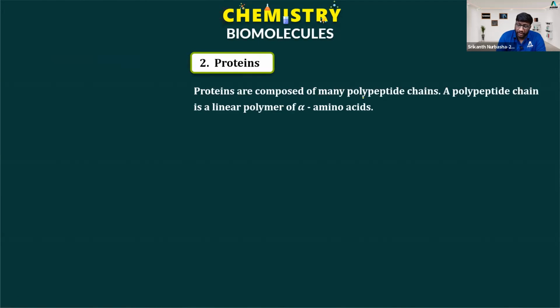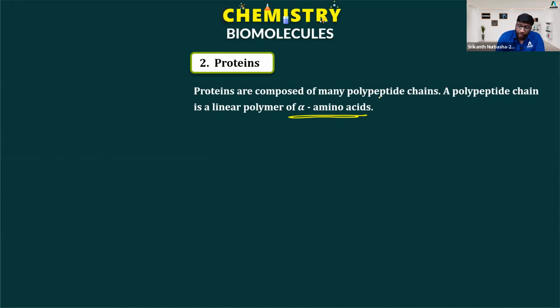proteins are composed of many polypeptide chains. Polypeptide, poly means there are many peptide linkages in that particular polymer chain. A polypeptide chain is a linear polymer of alpha amino acids. Whatever amino acids you have, those amino acids are going to be linked with each other. In the amino acid, the COOH group will be reacting with the NH2 from the other amino acid, and you will get an amide linkage. Peptide linkage is actually an amide linkage.